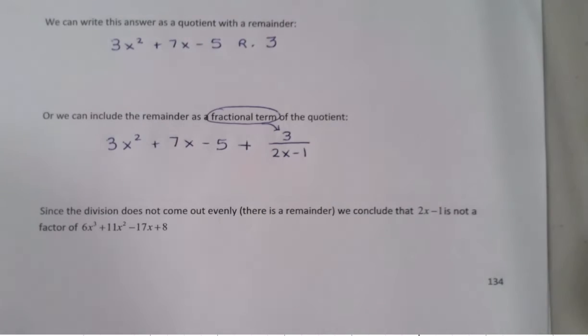The disappointment of having a remainder is that 2x minus 1 then is not a factor of our original cubic polynomial. So I don't have a factored form of this that I kind of got from that answer.